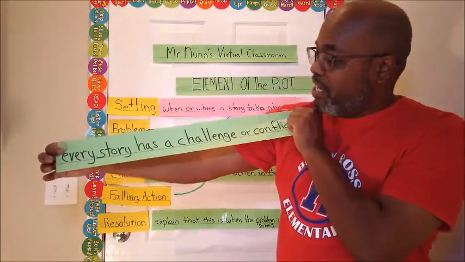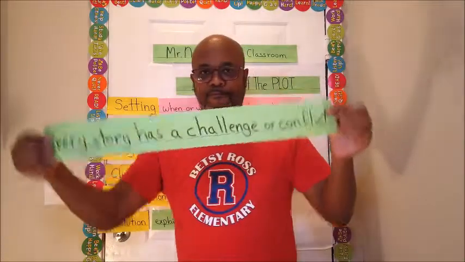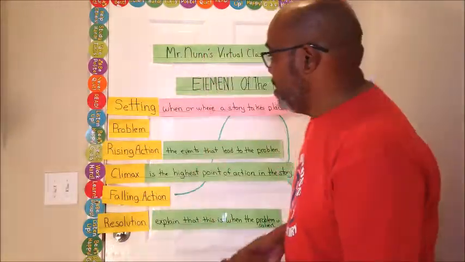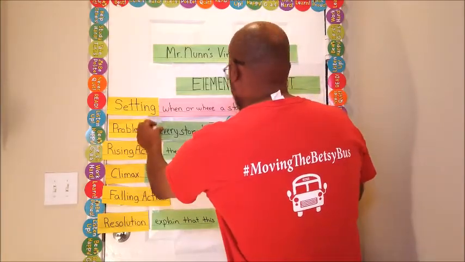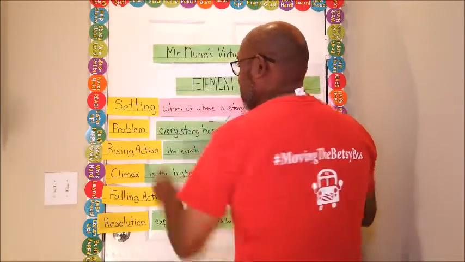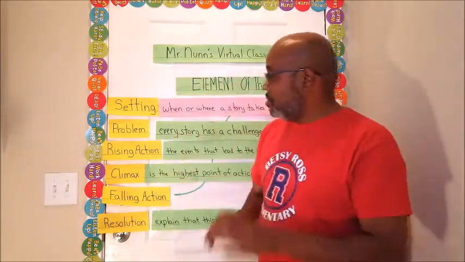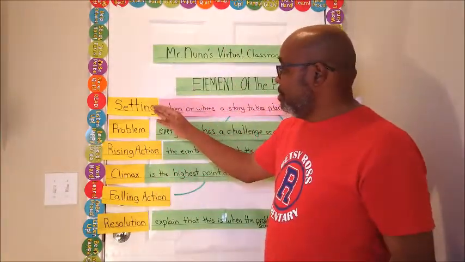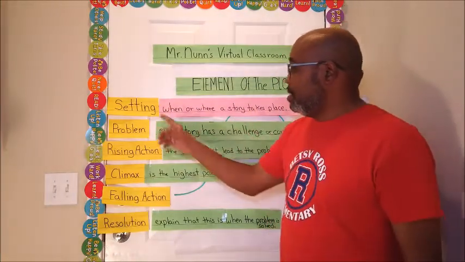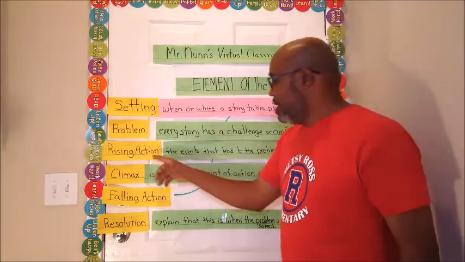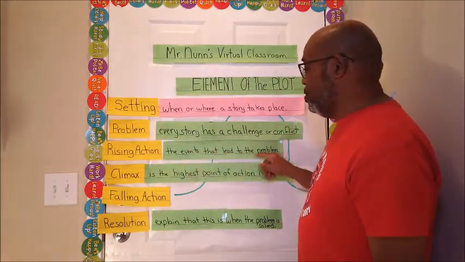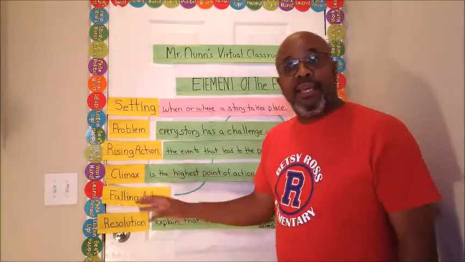Every story has a challenge or a conflict. That would be the problem. So, boys and girls, we have the setting, which is when the story takes place. The problem: every story has a challenge or a conflict. The rising action: the events that lead to the problem. The climax: the highest point of action in the story.